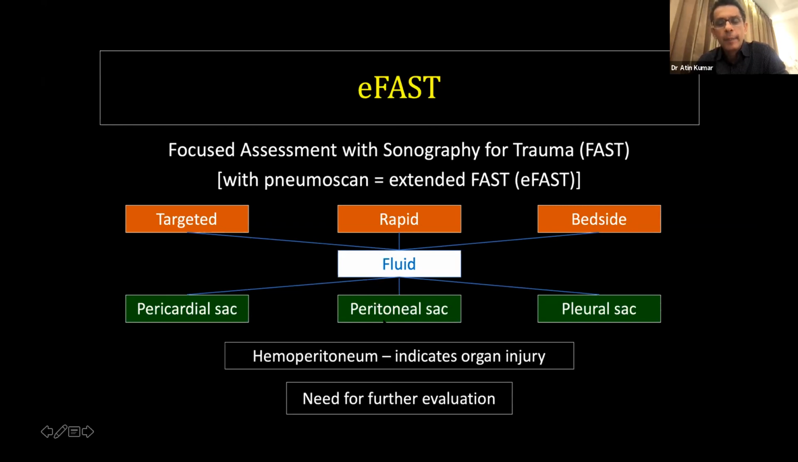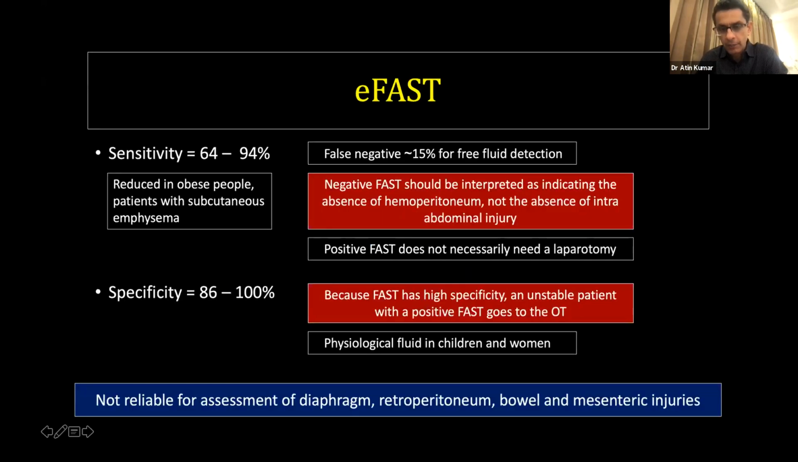And any fluid in the peritoneal cavity indicates hemoperitoneum. In this setting, we classify it as FAST positive or FAST negative. A fluid in the peritoneal cavity is hemoperitoneum, that is FAST positive. Fluid in the pleural cavity is extended FAST positive, and it just means that the patient requires further evaluation to look for organ injury.